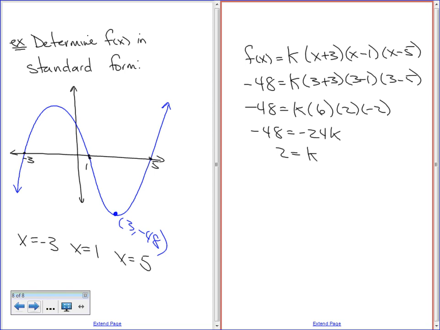Okay. Once I have that, be careful on the test, whatever version you're writing, whether the question says determine the function in standard form or factored form. Because if it says factored form, you write this, and you're done. Because now you have it in factored form. But remember, in factored form, the only thing that you can read off very easily are the intercepts, right? Negative 3, 1, and 5.